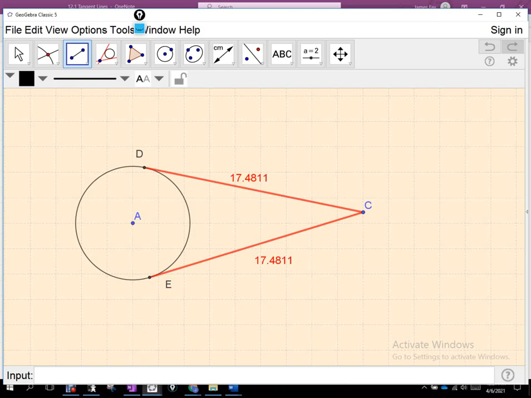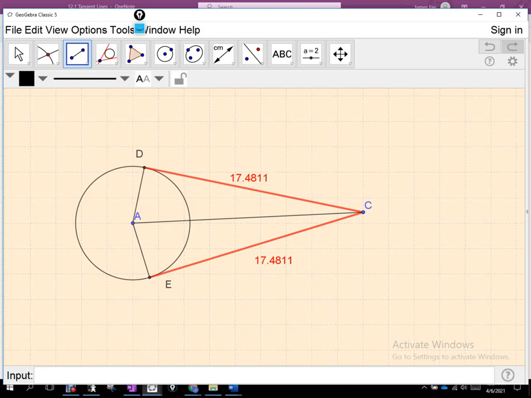What if I did this? What kind of angle do I have right there? I have a 90-degree angle, right? Let's do this. What do you have there? 90-degree angle. Okay? Do that. Okay, now you have two triangles, don't you?